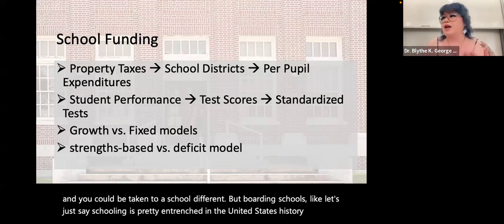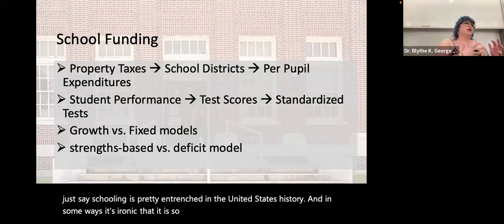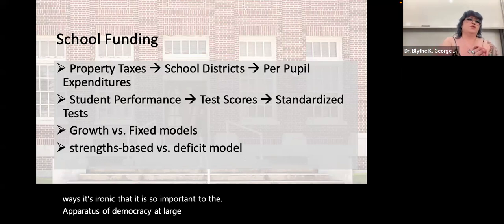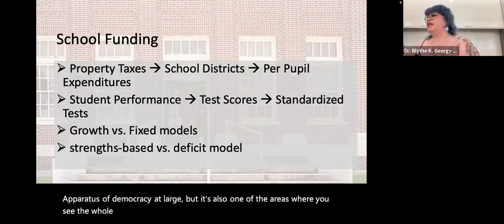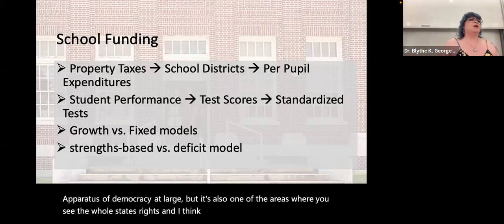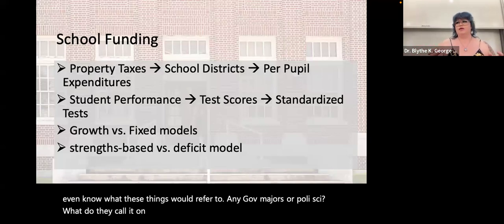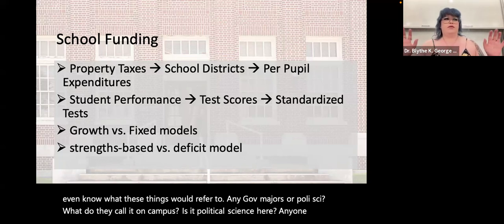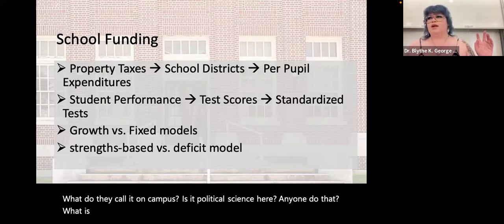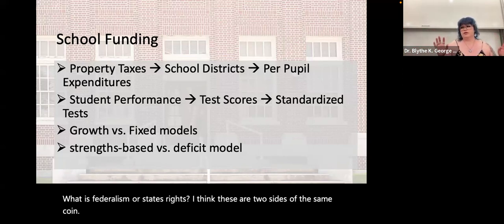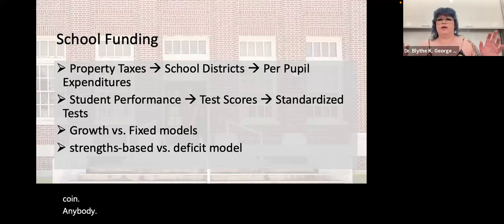In some ways it's ironic that it is so important to the apparatus of democracy at large, but it's also one of the areas where you see the whole states' rights and federalism ethos pop up. Does anyone know what these things refer to? Any gov majors or poli sci? Is it political science here? Anyone do that? What is federalism or states' rights? I think these are two sides of the same coin. Anybody? It's okay. I don't know these things often either.